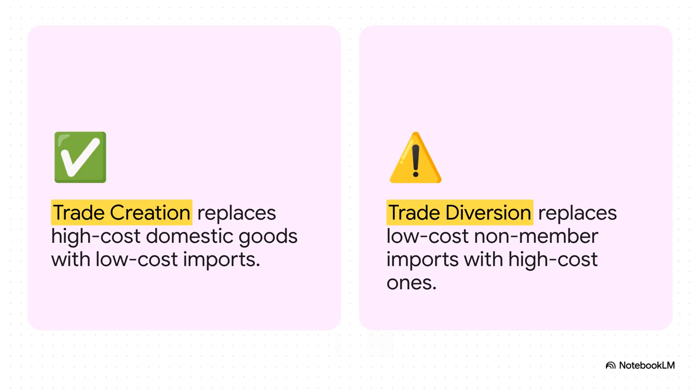But these trading blocs aren't perfect economic solutions. They actually result in two distinct effects. The good part is trade creation. This is when you replace expensive domestic production with cheaper imports from inside your brand new club. But there's a bad part, and that's trade diversion. This happens when your new club forces you to stop buying from the absolute cheapest global producer just because they happen to be outside the club, and instead you have to buy a more expensive version from a club member. So if the diversion outweighs the creation, a trading bloc can literally reduce overall economic efficiency.